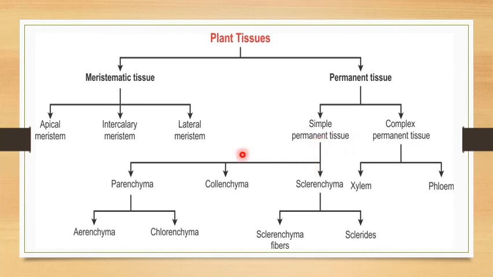Simple permanent tissues are of three types: parenchyma, collenchyma and sclerenchyma. There are two special types of parenchyma. One is aerenchyma and the second one is chlorenchyma. Sclerenchyma, on the basis of structure, is of two parts: sclerenchyma fibers and sclereids. Complex permanent tissues are of two types: xylem and phloem.